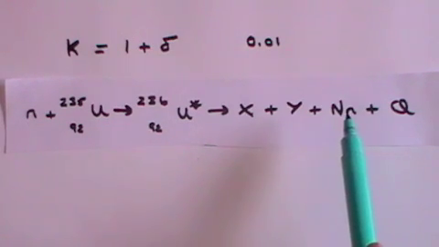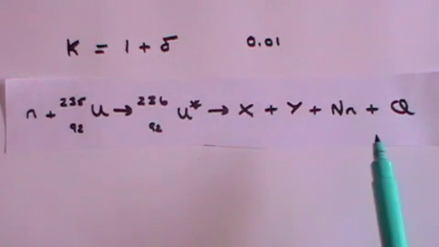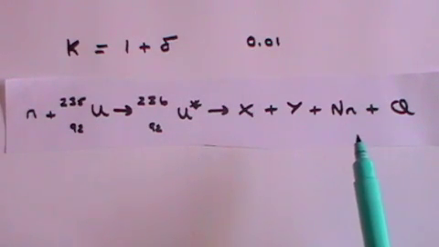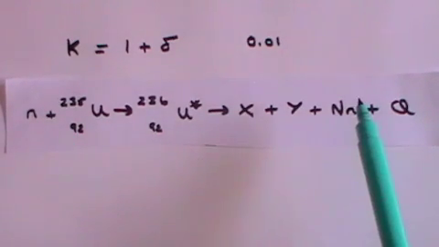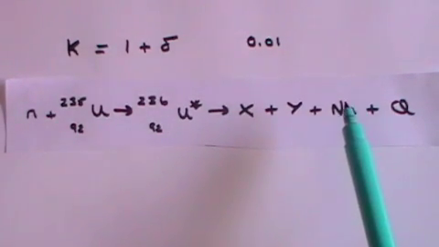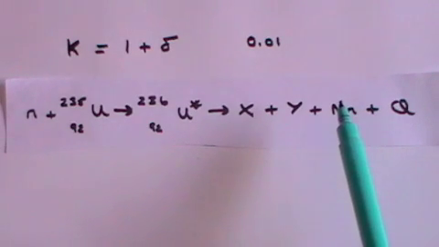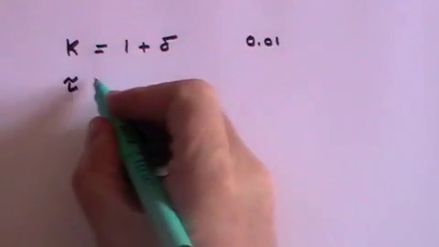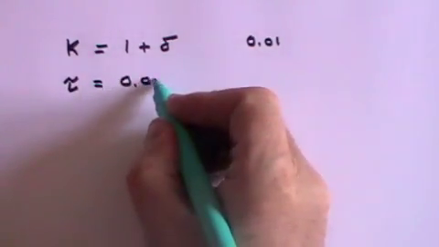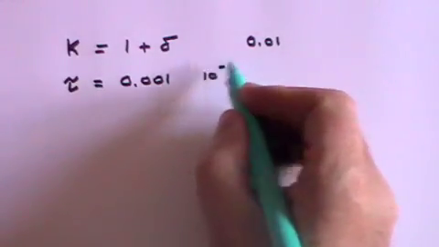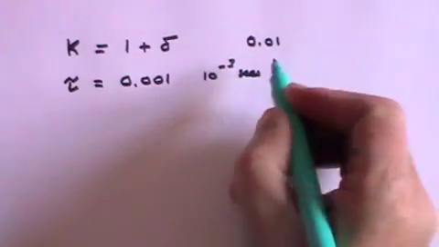But before the emerging neutron can go round this loop again, it has to slow down. It has to go out into the water, hit the water molecules, hit the protons, slow down, become thermal neutrons, and then it can go through the process again. And that takes about 10 to the minus 3 seconds, 1 millisecond. And we'll call that tau. Tau is the iteration time, 0.001 or 10 to the minus 3 seconds.